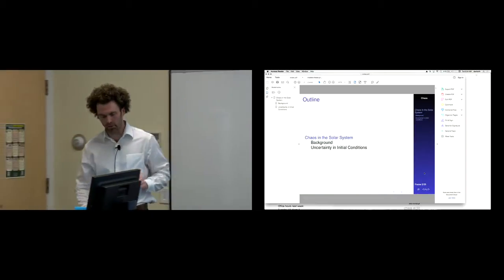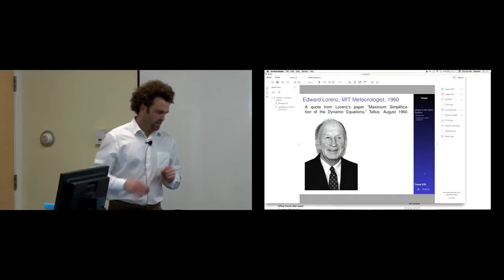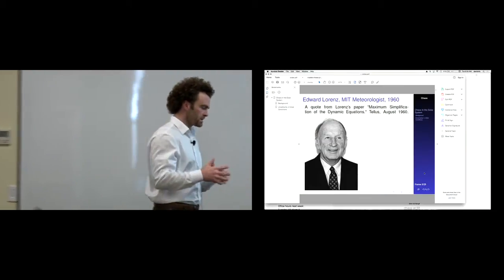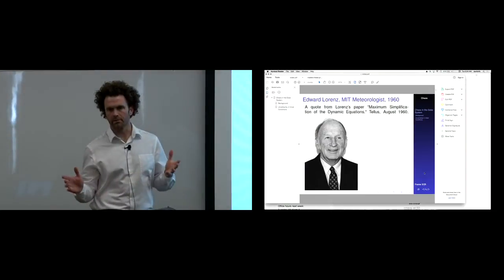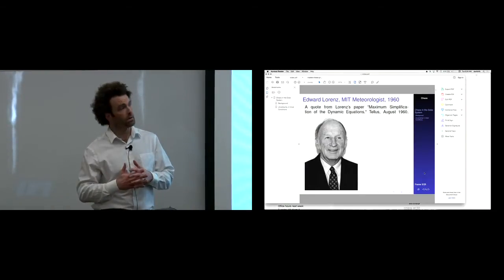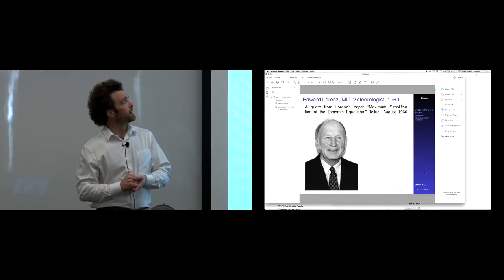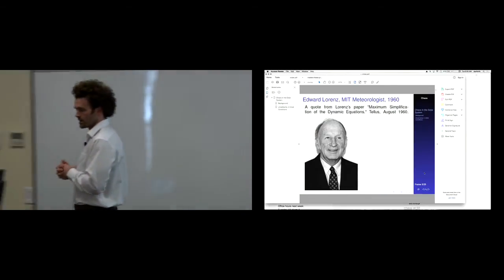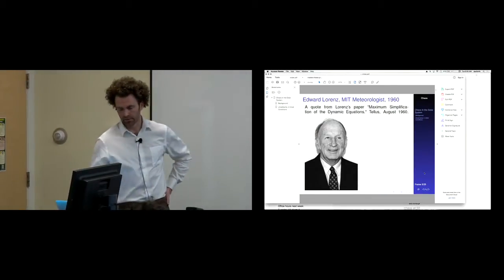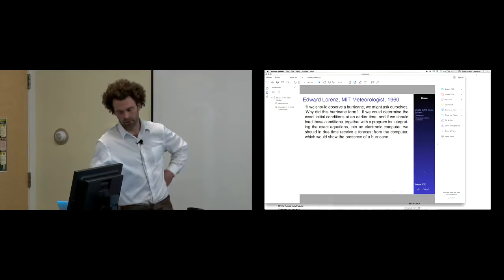And I think it always helps in this class to start with a quote from Lorenz. He's thinking at this point about how to convey to the Weather Service that these linear methods of prediction are not going to work. This was before his big hit paper in 1963. So, maximum simplification of the dynamic equations. This is before they could really use computers to integrate the motion of the Earth's atmosphere well. So I'm just going to read you a quote from Lorenz.